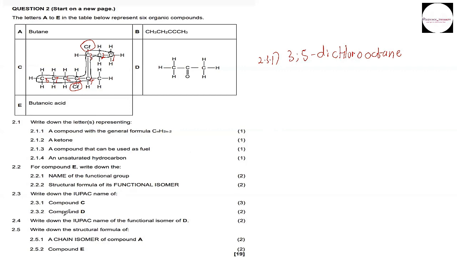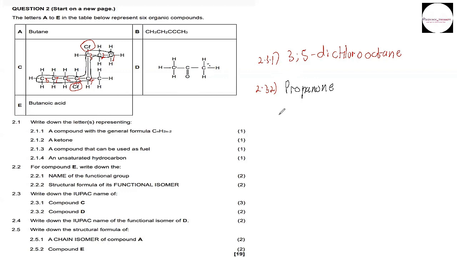2.3.2 says compound D. Write down the IUPAC name for compound D. Now, compound D, we can see that it is a ketone. And this is the smallest ketone that we can actually have. Remember, ketones start from 3 carbons, because we must always have the double bond oxygen in between 2 other carbon atoms, right? So this is propanone.